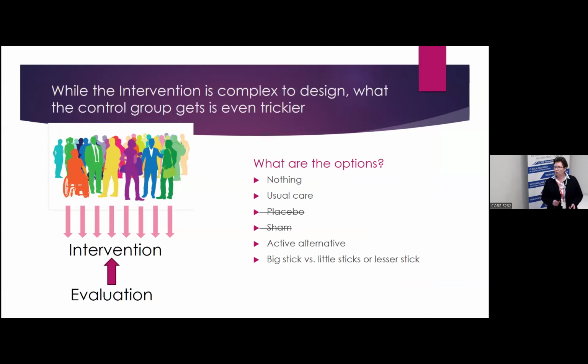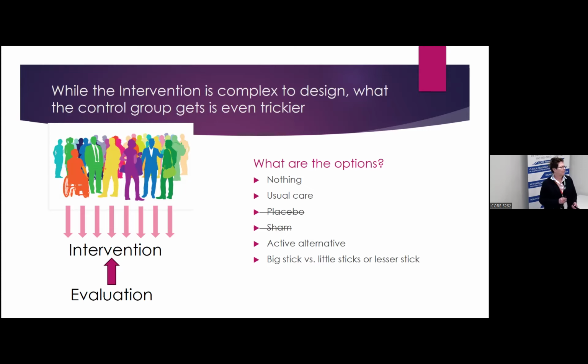You could use usual care. Sometimes, though, usual care is inferior. And if usual care is inferior, that can jeopardize your trial result because people are not going to stay in your study when they know they're not going to get anything worth spending their time on. You can't do placebos. You can't do sham. Active alternatives work, but you have to be quite creative as to what the active alternative is.